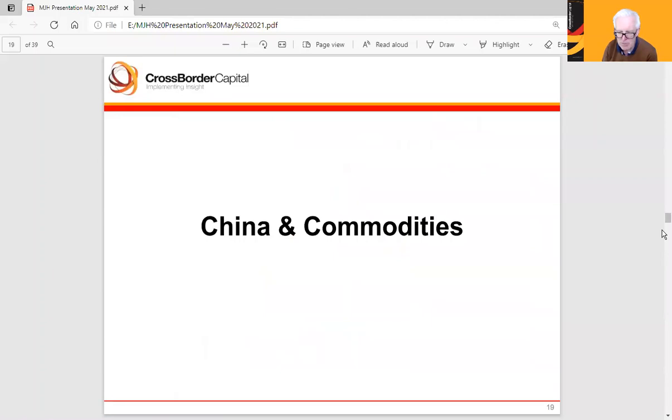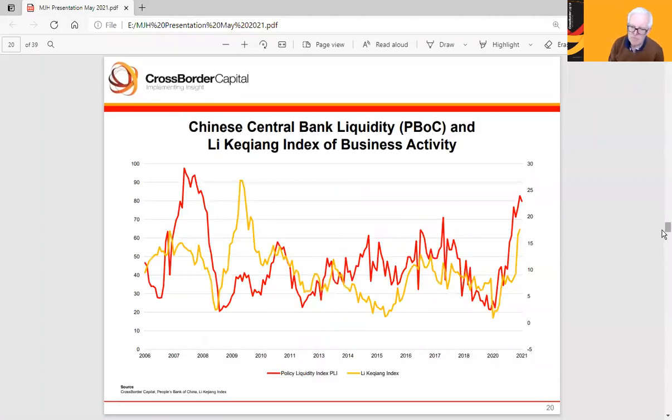Let me say a little bit about commodities and China. This is updating a chart I ran last month as well. What it's trying to show is that the Chinese economy is not dead. It's picking up. The liquidity is going into the market. The red line is our policy liquidity index, which is measuring what the People's Bank is doing.